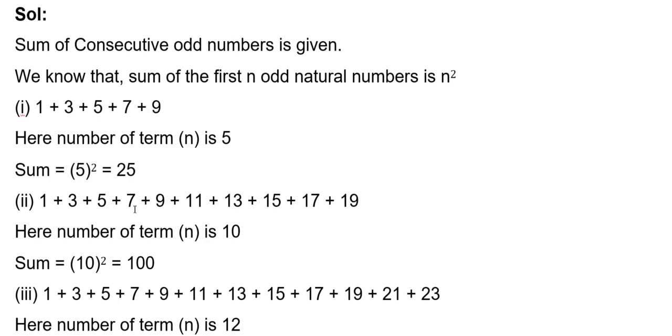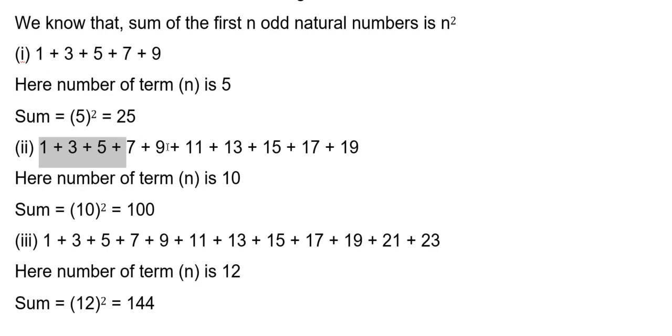This is the formula. Same like that, 1 plus 3 plus 5 plus 7 plus 9 plus 11 plus 13 plus 15 plus 17 plus 19. Here number of terms is 10. So sum is equal to 10 square is equal to 100.